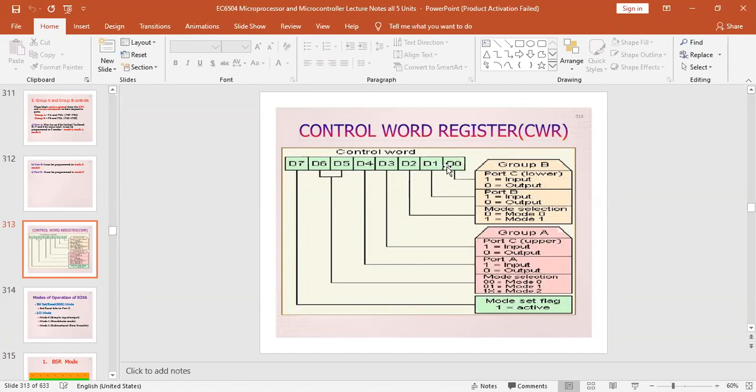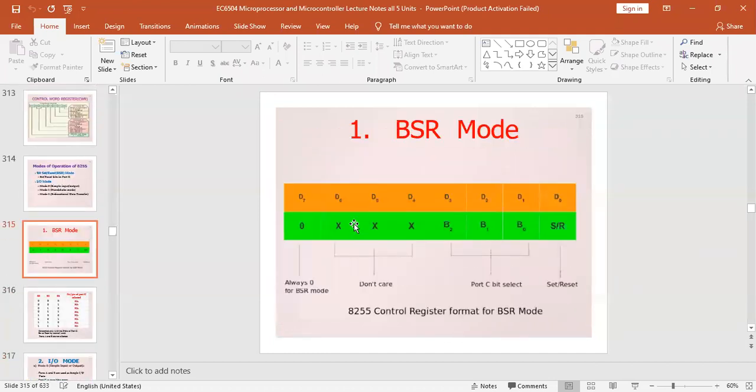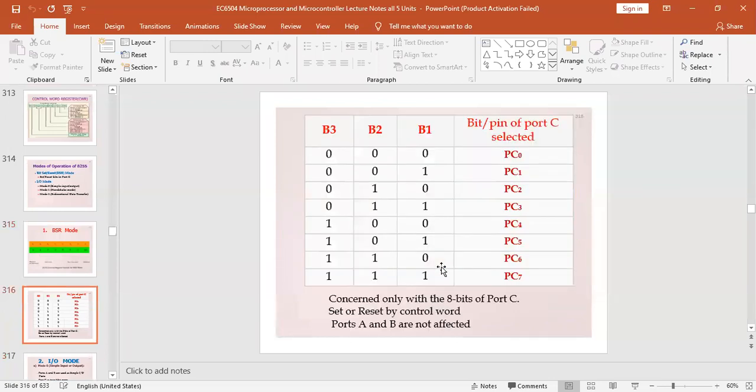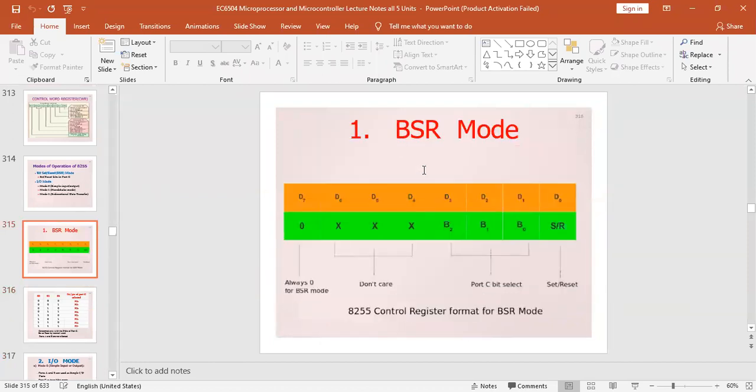Based upon the values in this control load format, I can select the particular ports or modes. Likewise, in BSR mode, only one bit is affected. I'm going to select my port, that is, port C. In port C, here are B3, B2, B1, and B0.